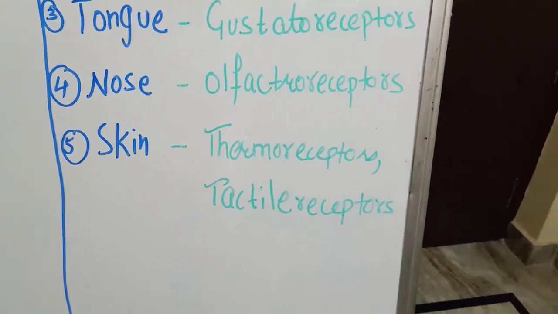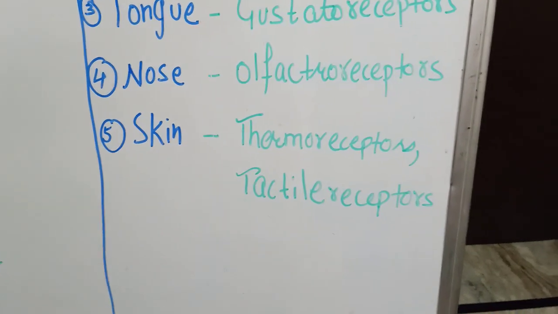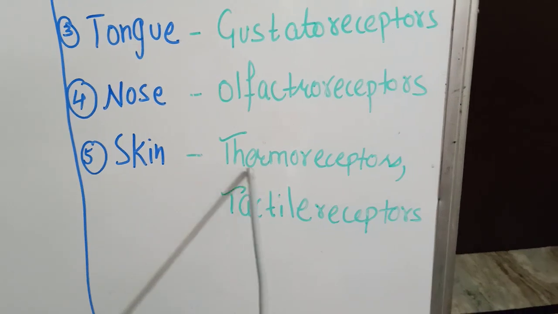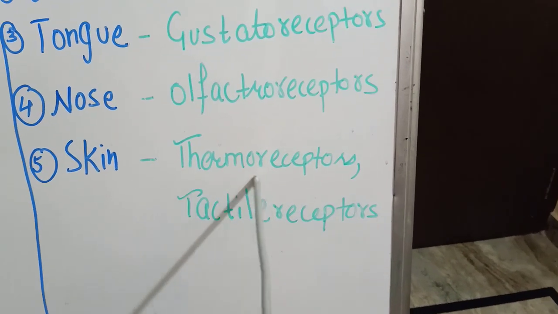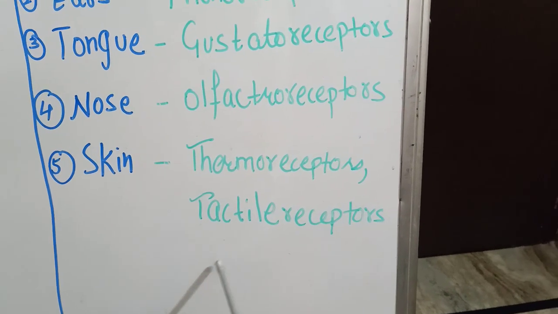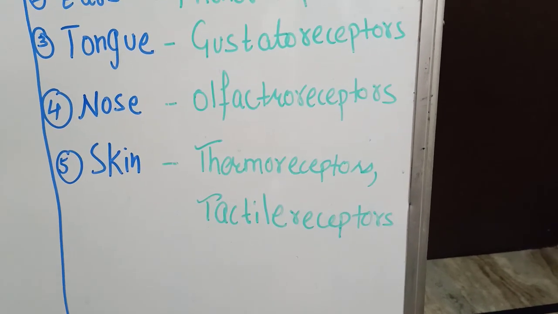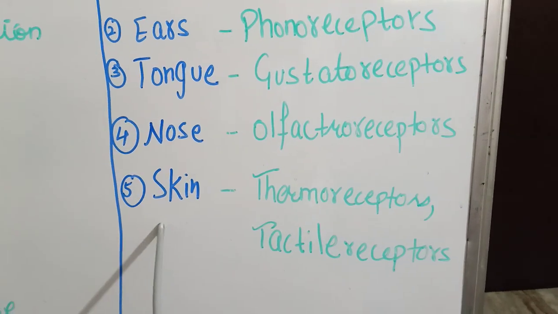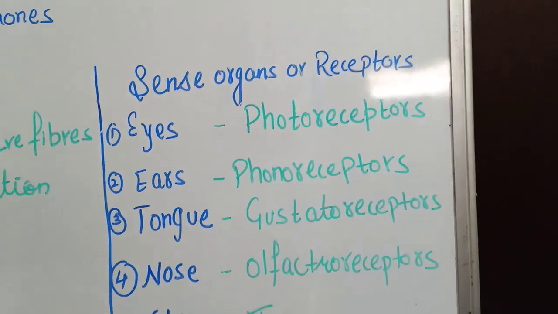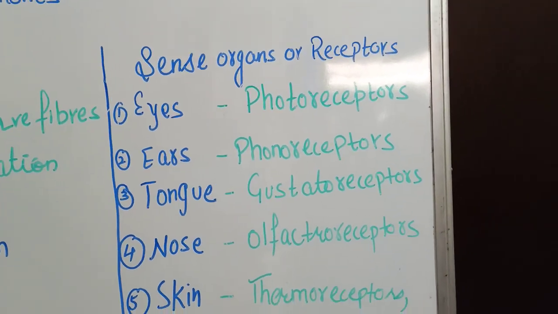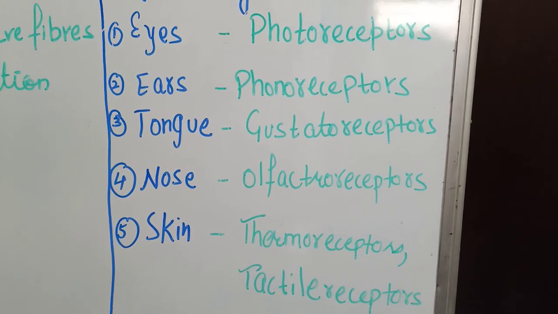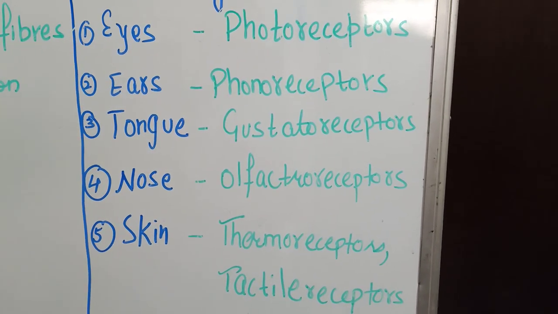Now skin. Skin is a very important receptor present in our body, as it can take up many stimuli. It can take the stimuli for heat, that is thermoreceptors. It can take the stimuli for touch, for pain, and for pressure. So we can say that skin is a very important sense organ present in our bodies. So dear students, this was a general discussion about the receptors and about the systems which take part in coordination in animals.